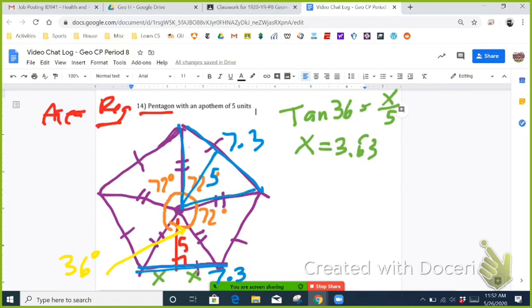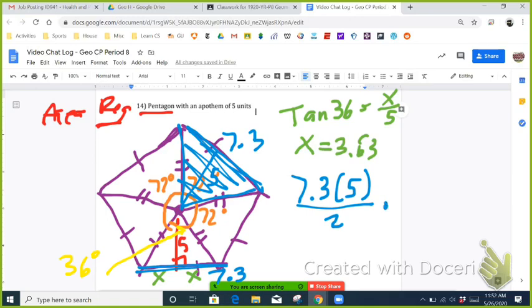And if I find the area of that triangle, all I have to do is multiply it by 5 to find the area of the whole pentagon. So I'm going to do 7.3 times 5 divided by 2 to get the area of one of those triangles, and then multiply it by 5. So I get, as a final answer, for the area of the pentagon, comes out to be 90.8 square units. Alright, and yep, 7.3 times 5, that should work. Yep, 90.8 square units.